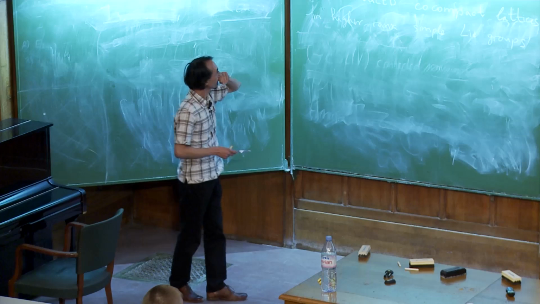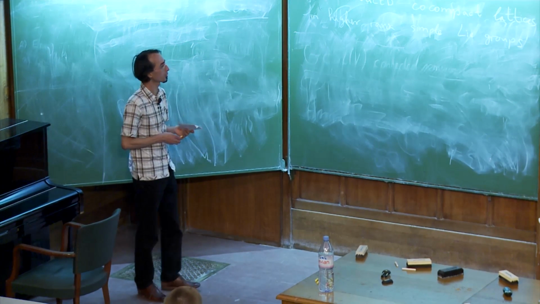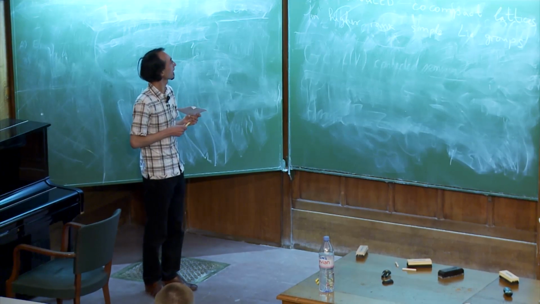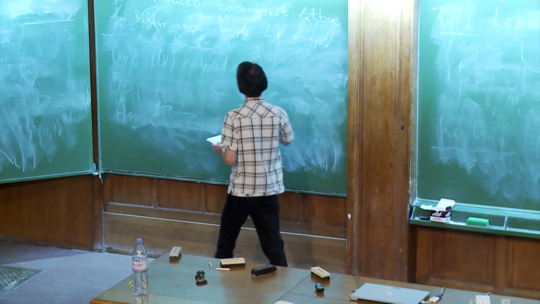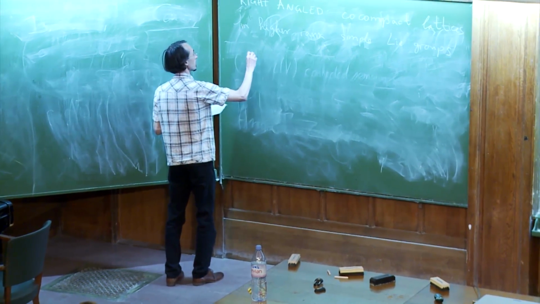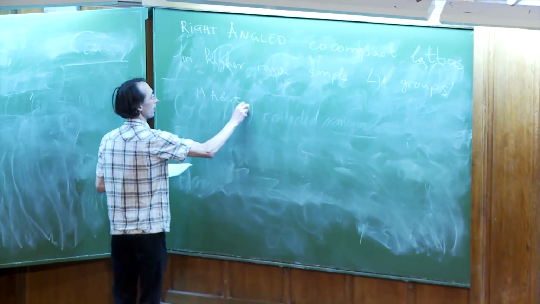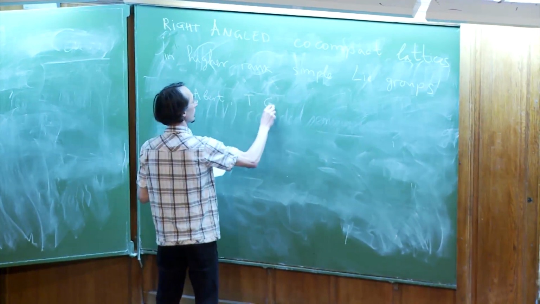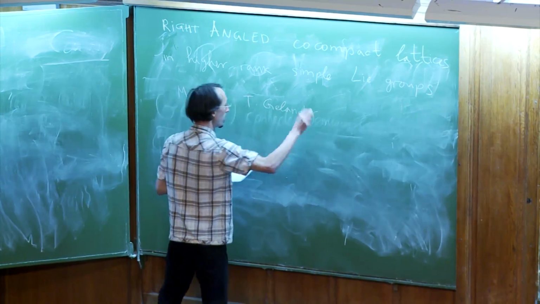My title is on the board, and let me say it again. It's right-angled cocompact lattices in high-rank simple Lie groups. And before I say anything else, let me say that this is joint work with Miklos Abert, who is also here, and our colleague Gelander from Jerusalem.